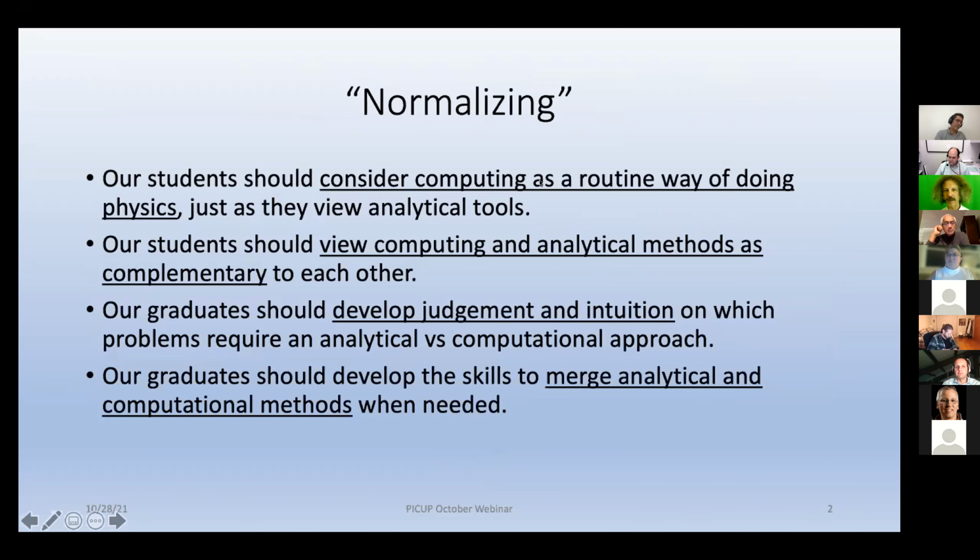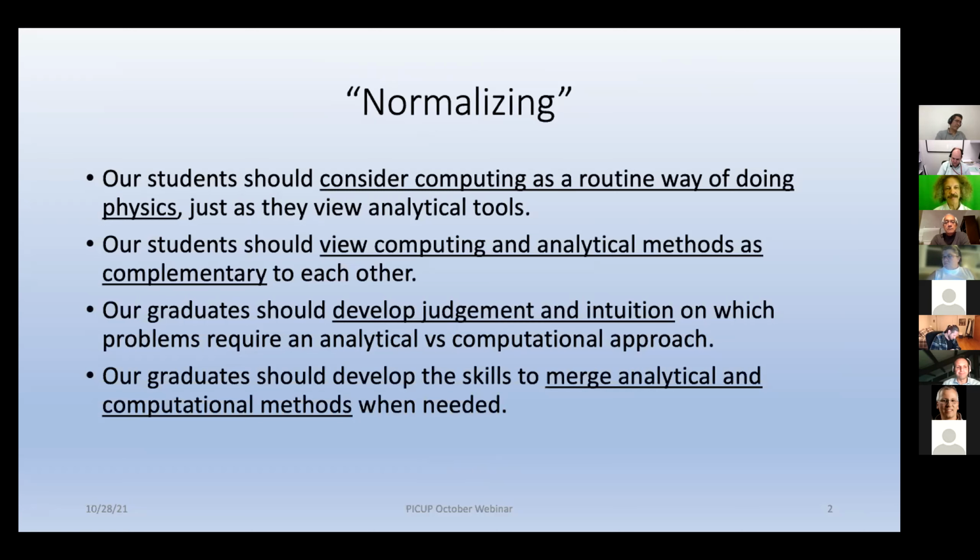I want to explain first what I mean by normalizing. What we want is for our students to consider computing to be a normal way of doing physics, just like they consider doing math to be a normal way of solving physics problems, or doing experiments to be a normal way of understanding what's going on. We want to put computation on the same footing as solving differential equations with a pencil or doing experiments.